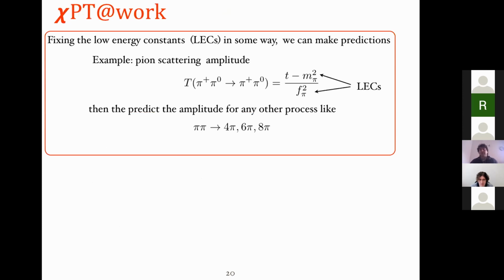In vacuum, ChPT is very successful at reproducing experimental results. One important aspect is that in order to be predictive, this theory needs to fix so-called low energy constants, which, for example, in the pi-pi scattering cross section are simply the pion mass and F pi. But once you fix these, you can predict the amplitude for any other process, like pi to 4 pi, 6 pi, 8 pi, or whatever you have in mind. The theory is predictive, and it can be systematically improved.